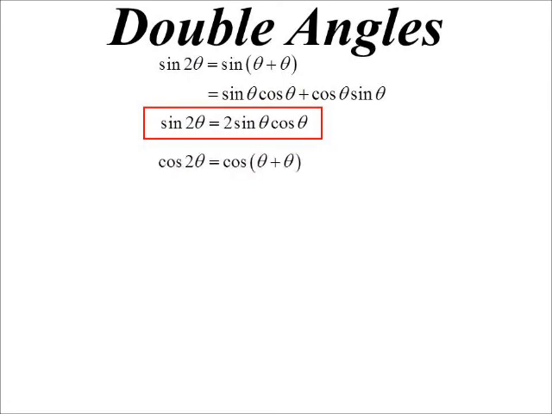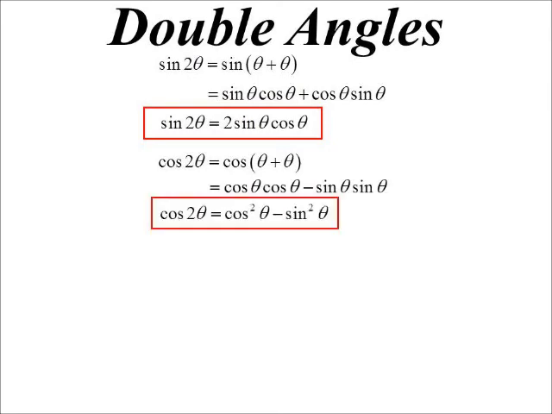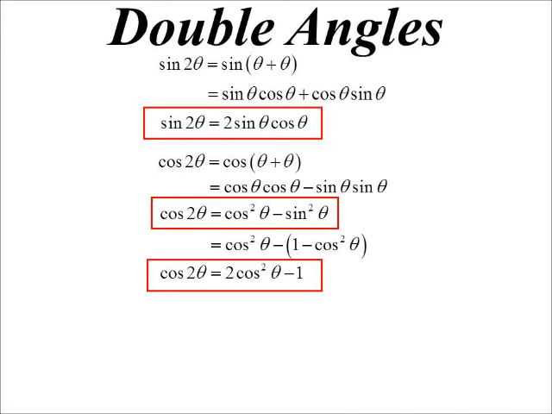Cosine's a little bit more interesting. So I do the same idea, theta plus theta, but look what happens now. We get cos cos, sine sine. If it's not the sine, it's not the sine. But we get cos squared minus sine squared. However, if I want to write it in terms of just one of those, I can change the sine squared to 1 minus cos squared. And then tidying that up, we get 2 cos squared minus 1.